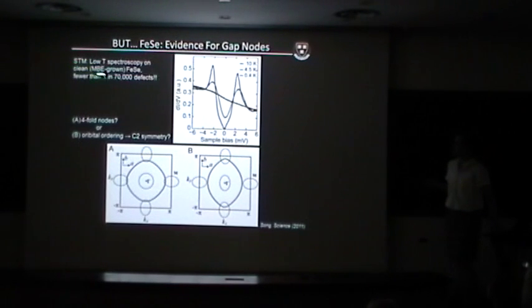And the fact that there are fewer than 1 in 70,000 defects means that this blurring of the low energy density of states, this existence of low energy quasi-particles, can't just be attributed to defect scattering. So there must be something else going on. What's TC, Jenny? 8 Kelvin in this case. Thank you.